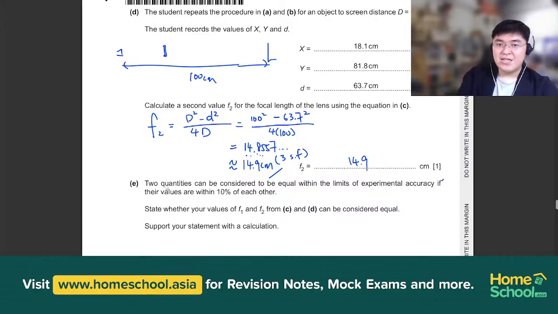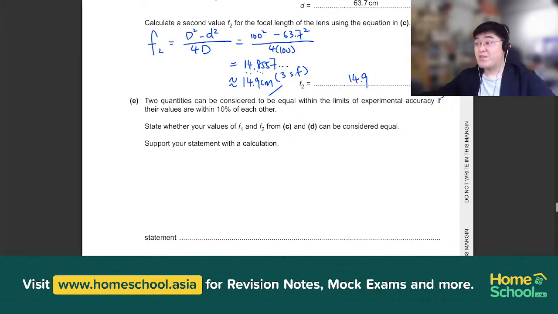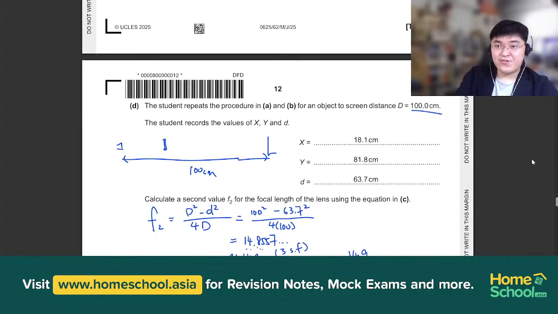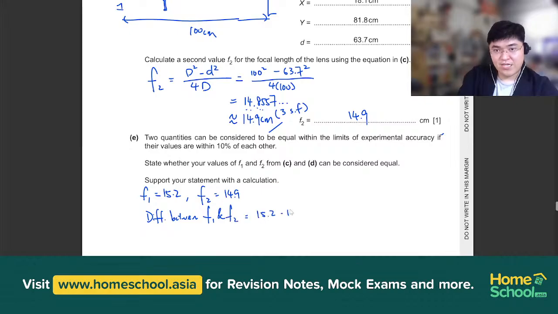The two quantities can be considered equal within the limits of experimental accuracy if their values are within 10% of each other. So state whether your values of F1 and F2 from C and D can be considered equal. F1 is equal to 15.2, and F2 is equal to 14.9. So the difference between F1 and F2 is 15.2 minus 14.9, which is equal to 0.3 centimeters.